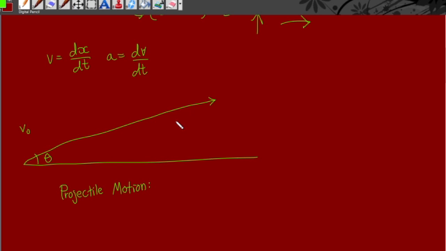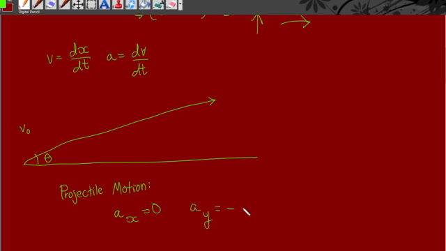Assuming that air resistance is negligible, we know that there is no acceleration or deceleration, and deceleration is just acceleration in the opposite direction of motion. So the acceleration in the x direction would be zero. However, because of gravity, in the y direction, or the vertical direction, it's negative g. And yeah, that's the basic overview for projectile motion.